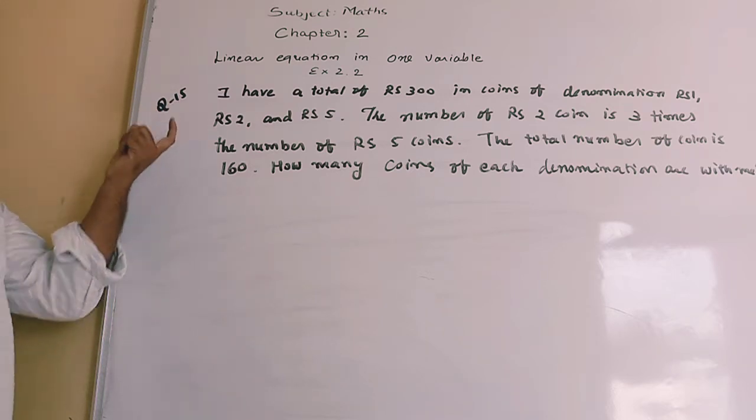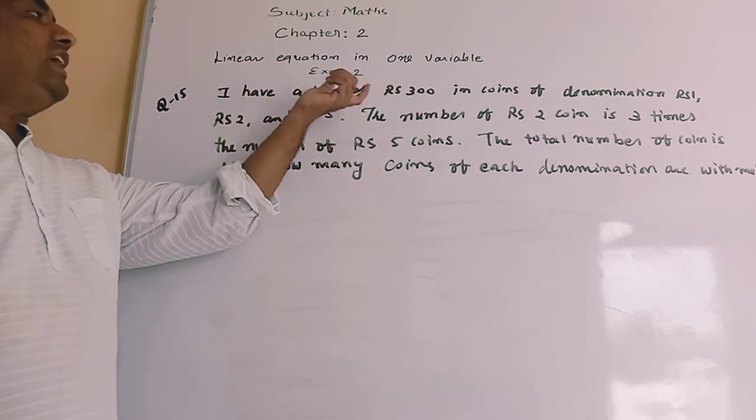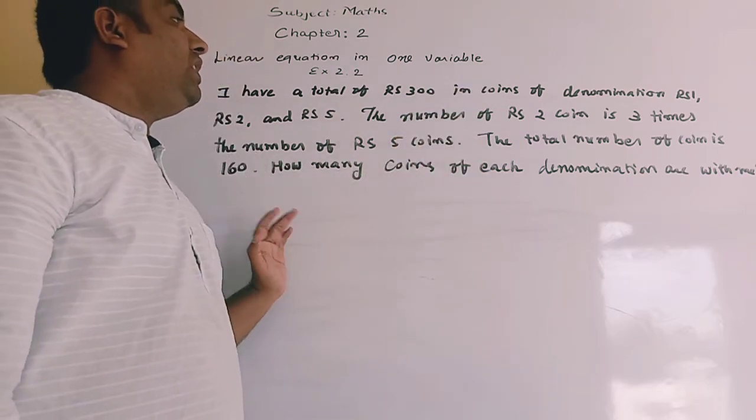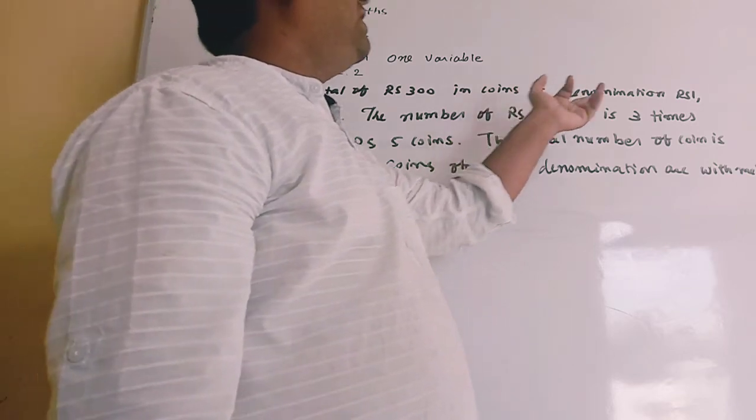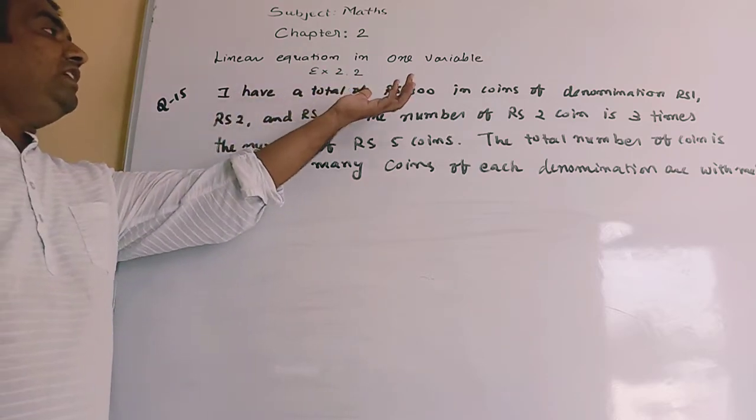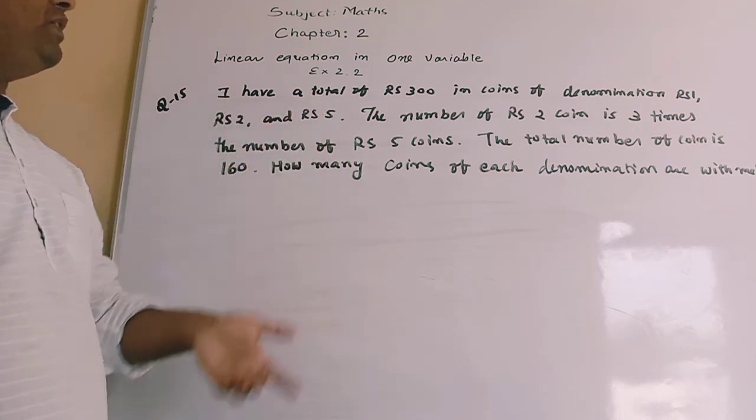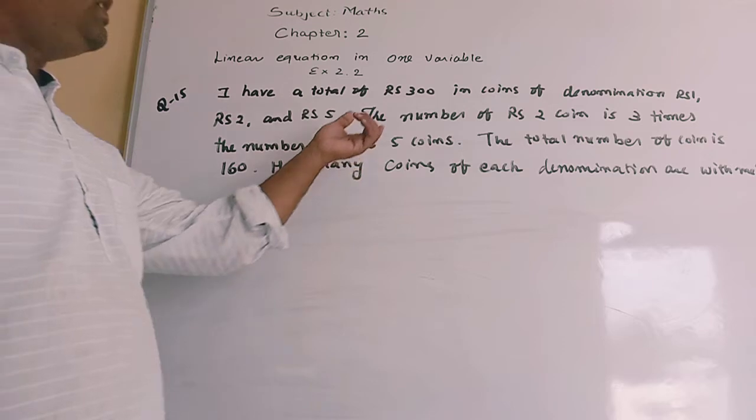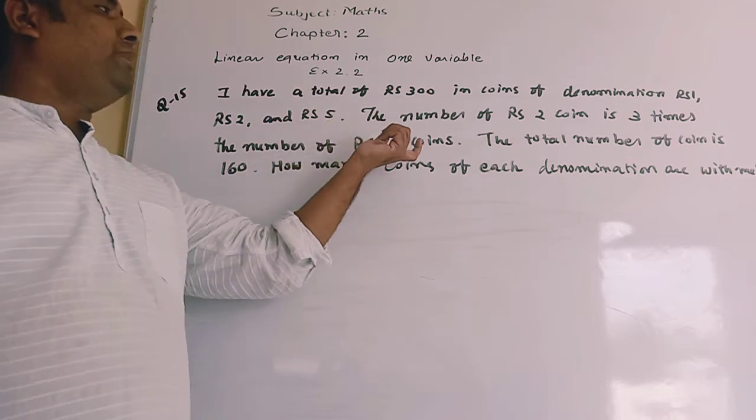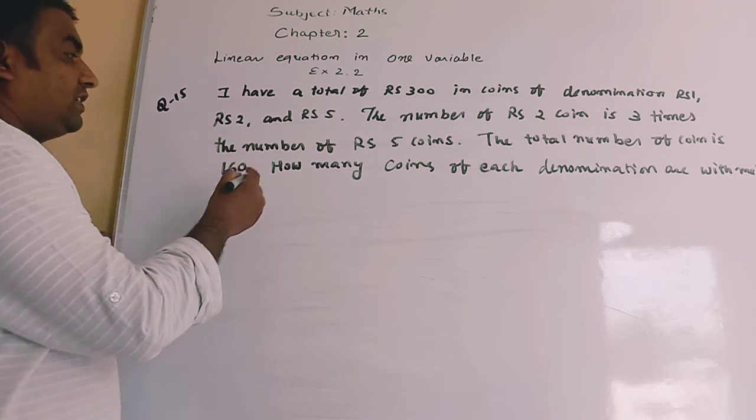Question number 15 is given to us. I have a total of rupees 300. It means the person has 300 rupees in the form of coins, and the coins are only of rupees 1, rupees 2 and rupees 5. Now another relation is given: the number of rupees 2 coins is 3 times the number of rupees 5 coins. So the rupees 2 and rupees 5 coin relation is given.